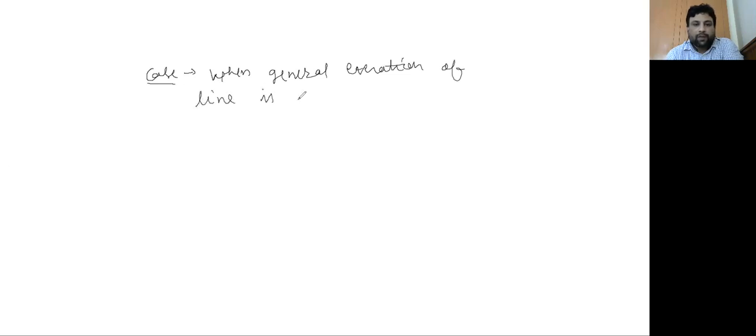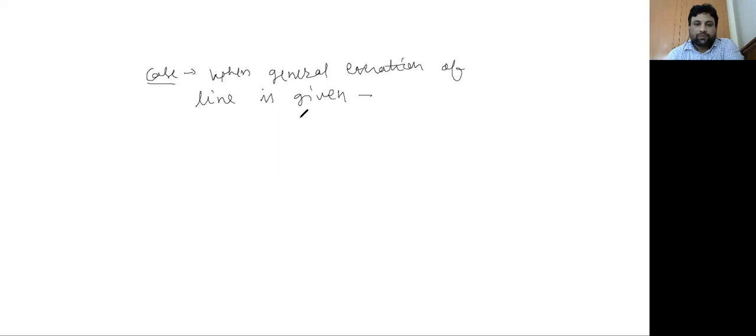Next case: when the general equation of line is given. Actually in the last class I discussed the general equation of line in part 1 of the straight line video. So when the general equation of line is given, how to find the slope?